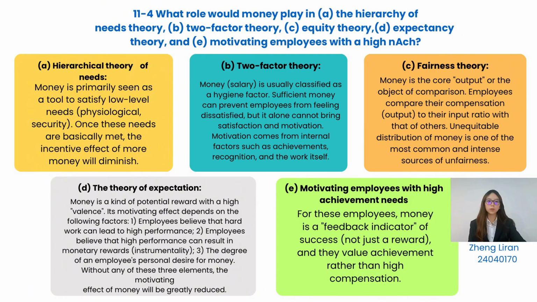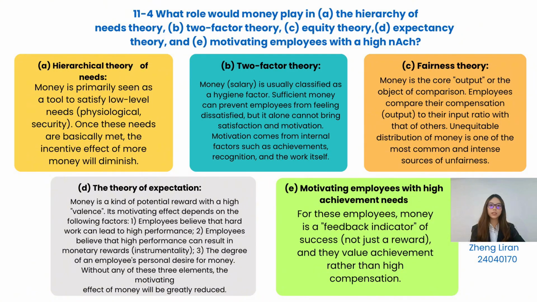The unfair distribution of money is one of the most common and intense reasons for employees to feel unfairly treated. Fourth, in the expectancy theory, money is a potential reward. Its motivating effect depends on three conditions. Firstly, employees believe that hard work can lead to high performance. Secondly, employees believe that high performance can result in monetary rewards. Thirdly, employees themselves have a desire for money. As long as one of these conditions is not met, the motivating effect of money will be greatly reduced.